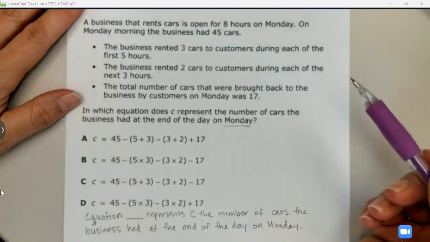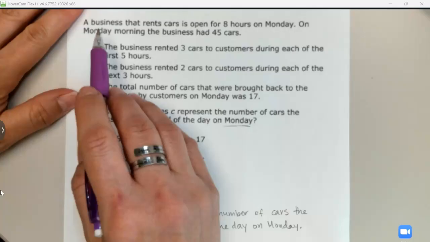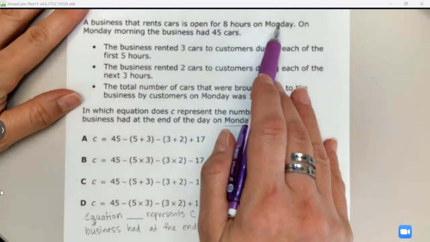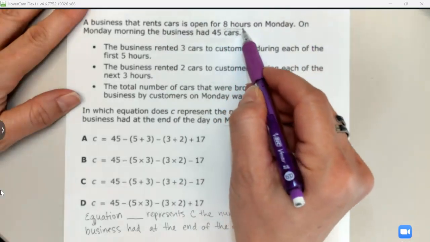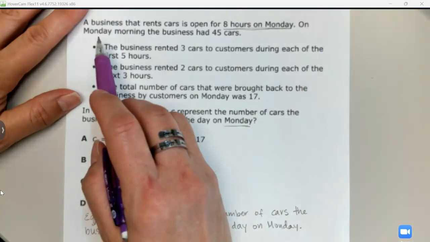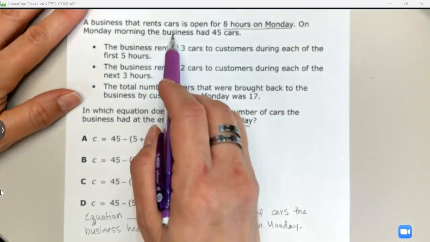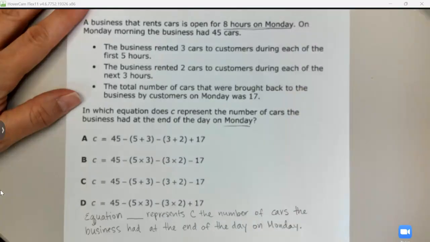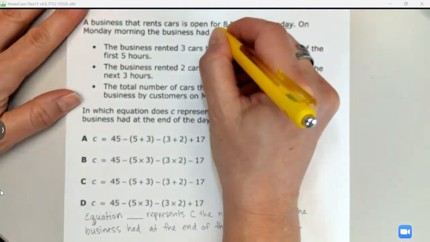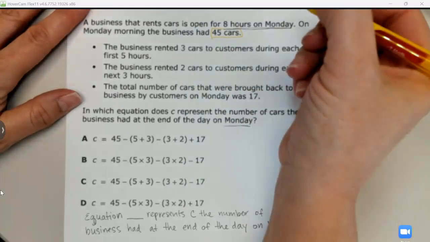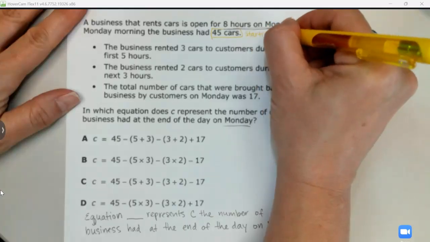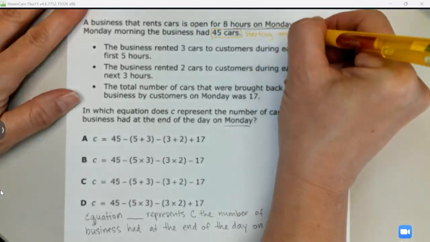So let's go into our question and look. There's a lot of information here. A business that rents cars is open for 8 hours on Monday. So that means everything that's going to be happening on Monday is going to happen in those 8 hours. On Monday morning, the business had 45 cars. That sounds like a starting amount to me because the business day starts in the morning. So starting amount. Okay?